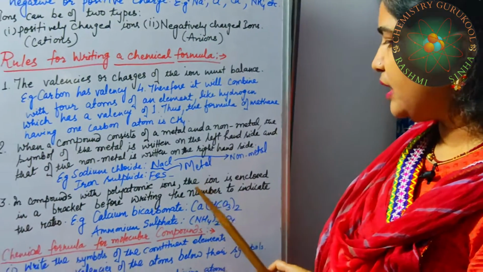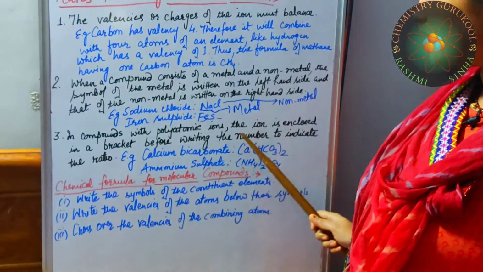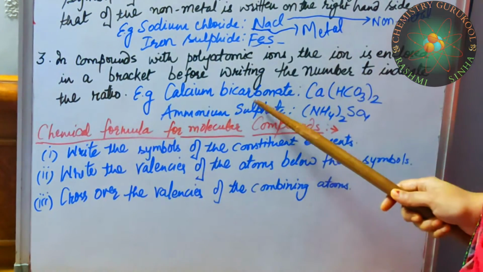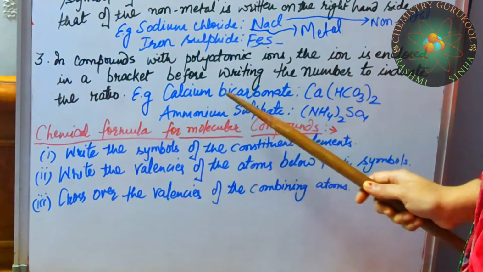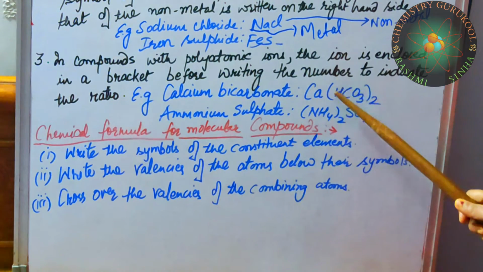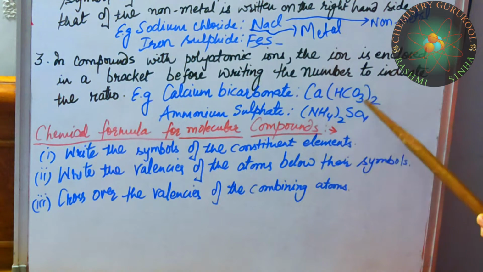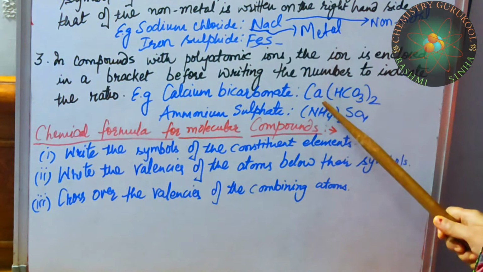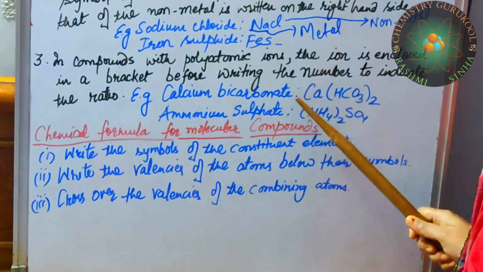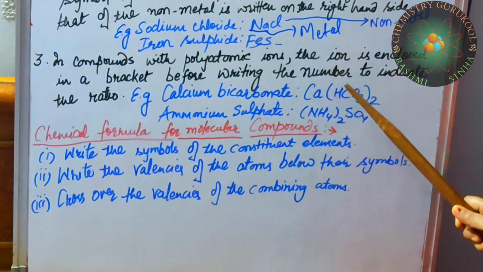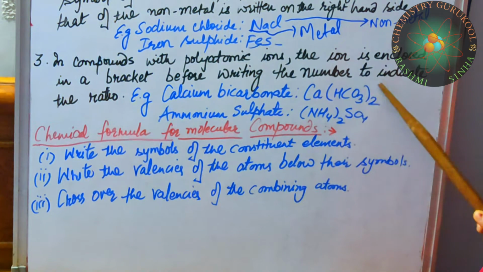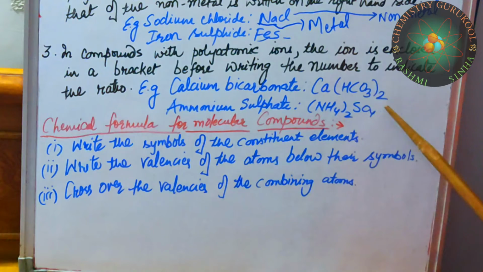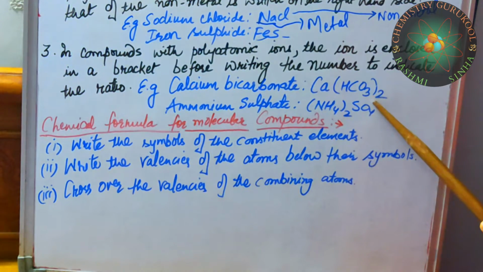You will always remember the ion is enclosed in a bracket before writing the number to indicate the ratio. Suppose here calcium bicarbonate, I have taken one example of calcium bicarbonate. Here bicarbonate is the polyatomic part, so it will be enclosed in the bracket. Calcium is the metallic part, which is written on the left hand side, and this is the polyatomic ion part, which is written on the right hand side and enclosed in brackets. Now you will be amazed to see that 2 is written here.